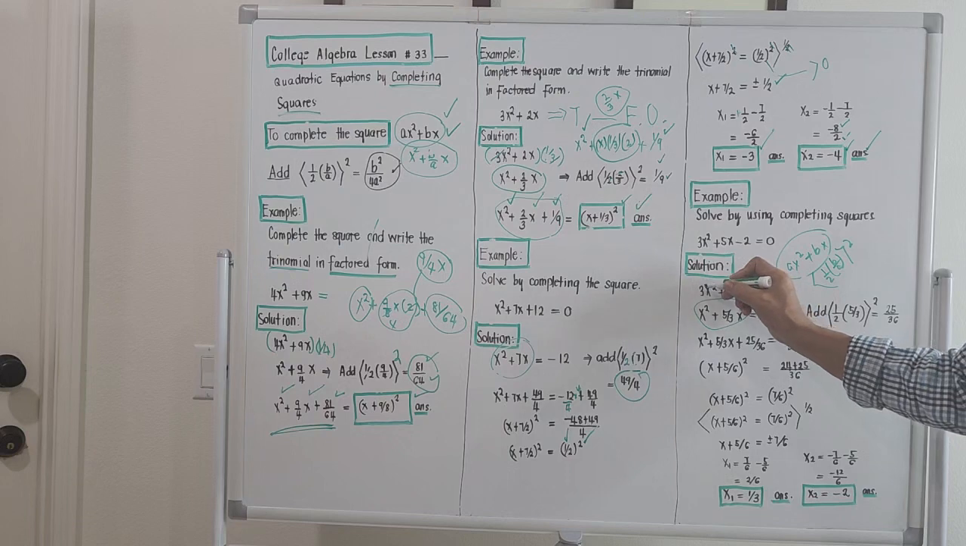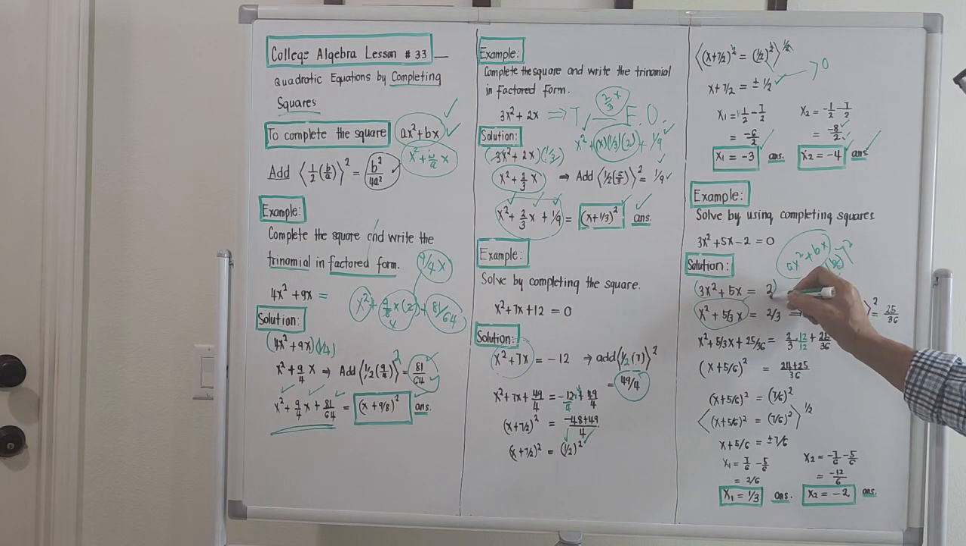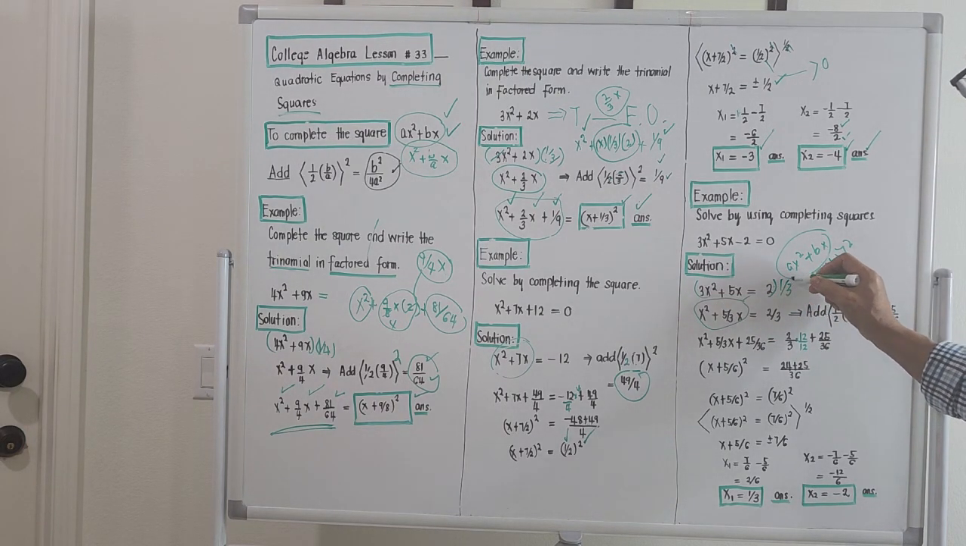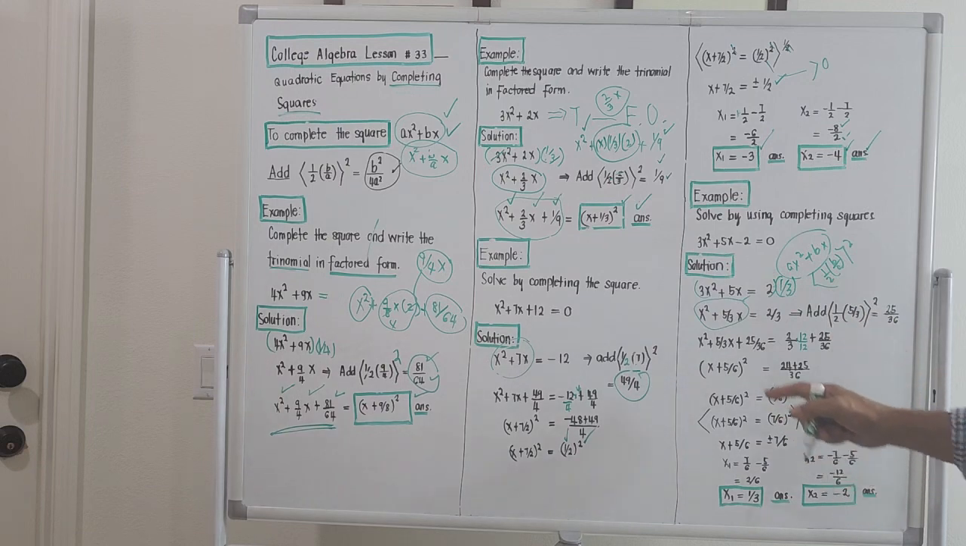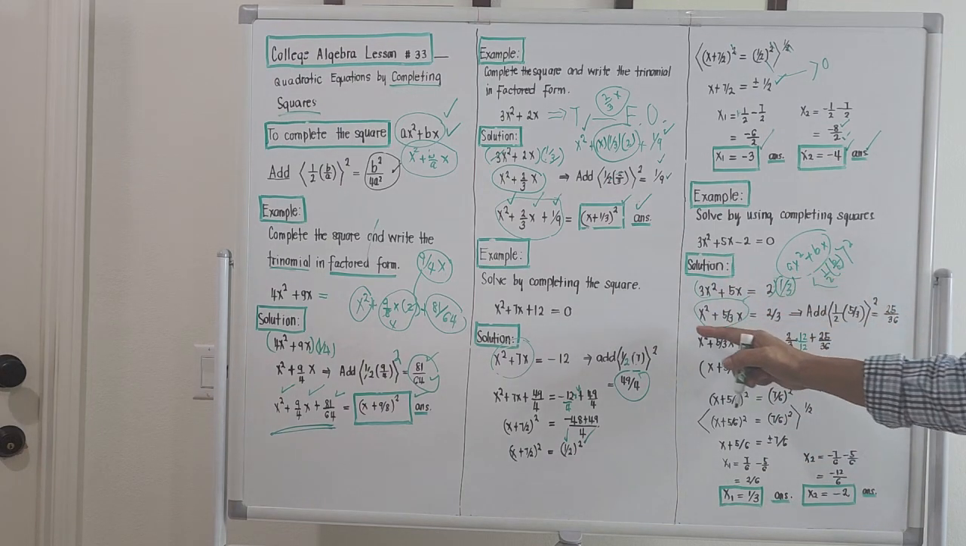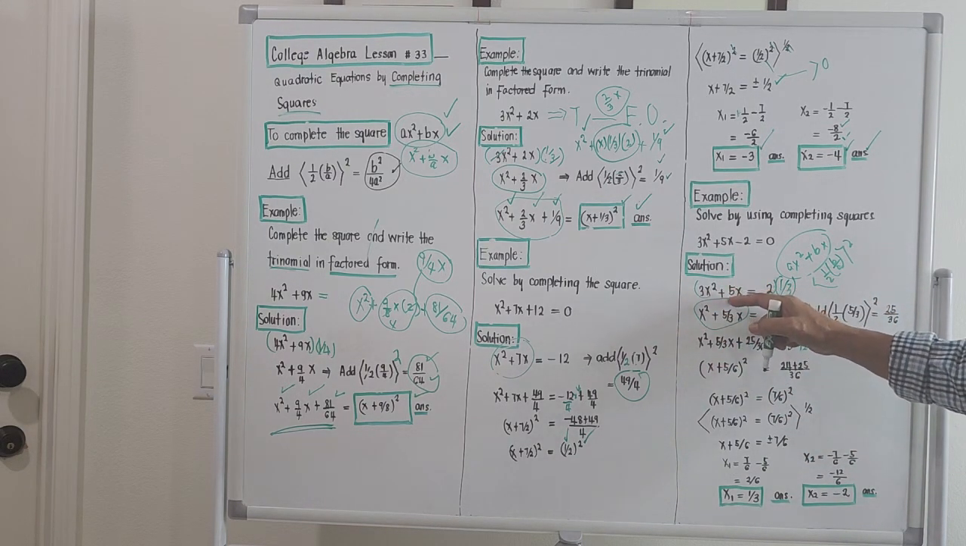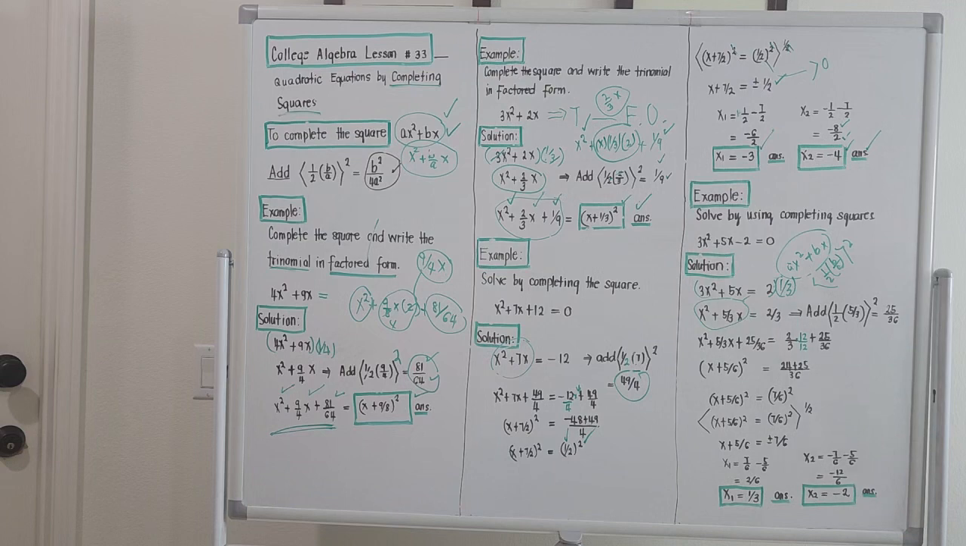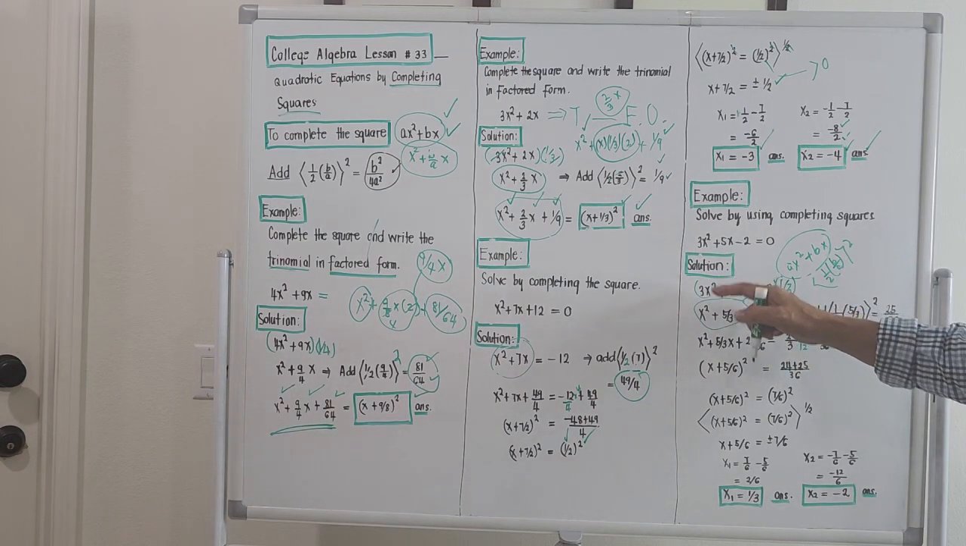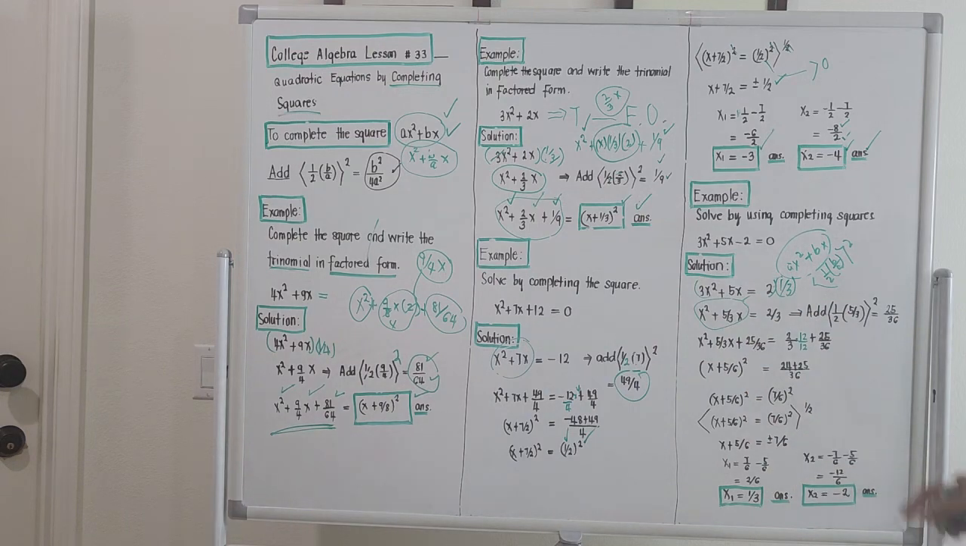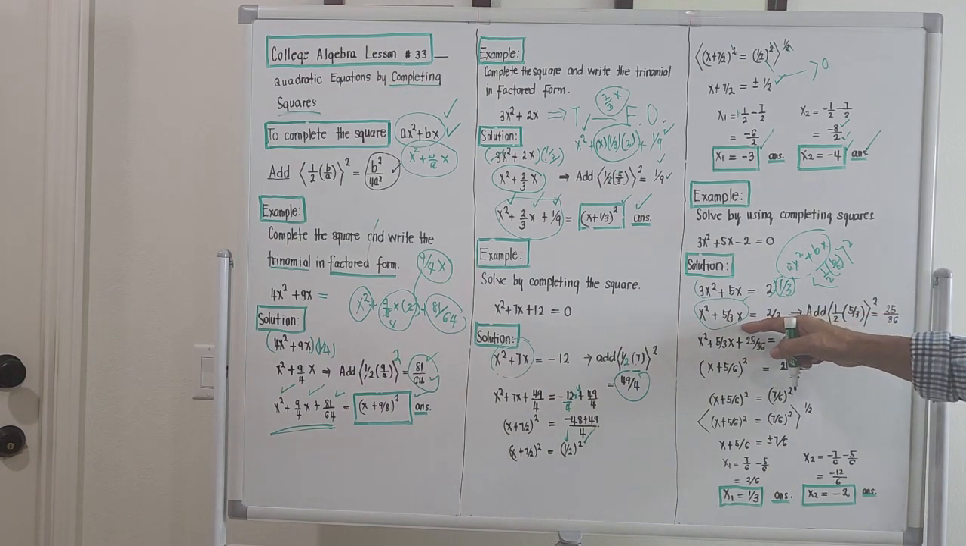We multiply first this one by 1/3. Okay? 3x squared times 1/3 will be x squared. 5x times 1/3 will be 5/3 x. The right hand side will be 2 times 1/3, which is 2/3. So after converting the coefficient of x squared to be 1, we'll complete the square on the left.